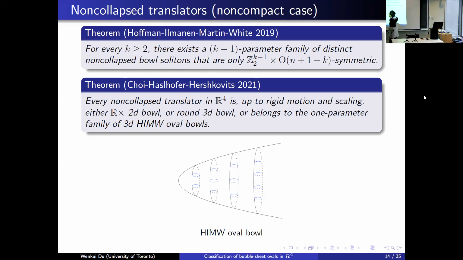Hoffman, Ilmanen, Martin, and White showed the existence of such families of ancient non-collapsed translating solitons, which only have reflection symmetry times rotational symmetry. Later, Choi, Haslhofer, and Hershkovits showed that every ancient non-collapsed translator in four-dimensional space, up to rigid motion and scaling, interpolates between R times the 2D bowl and the round 3D bowl, by this picture, the HIMW oval bowls. And this is the non-compact case.